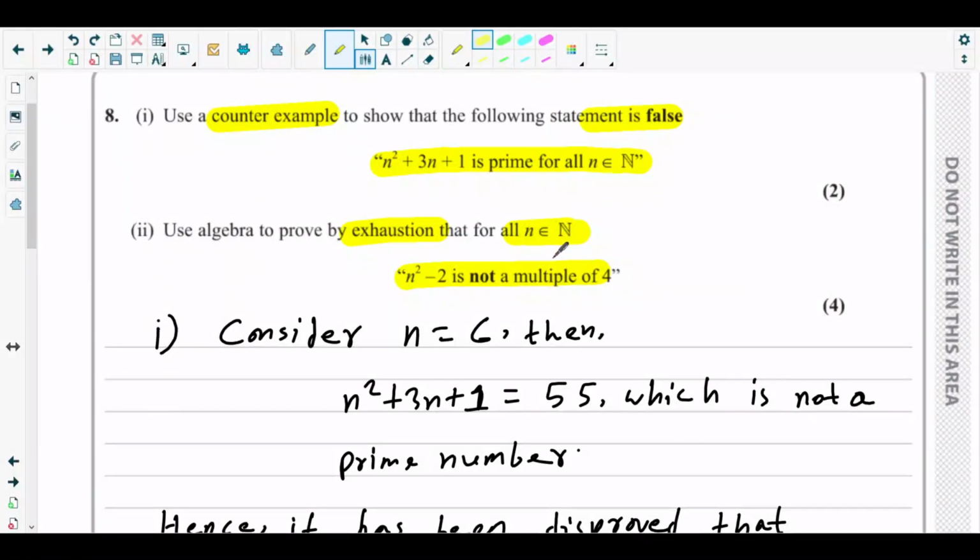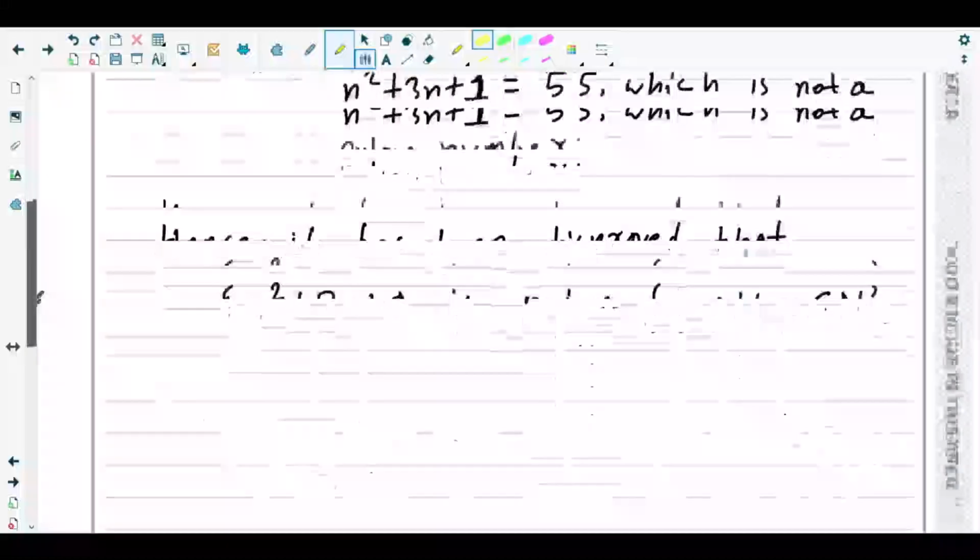It's really difficult to consider all the possible numbers here, so we will consider some expressions for ease of the algebraic method. Natural numbers can be even or odd. For even numbers, we will consider one expression, and for odd numbers, we will consider another expression. Using these two expressions, we will show that this statement is true.